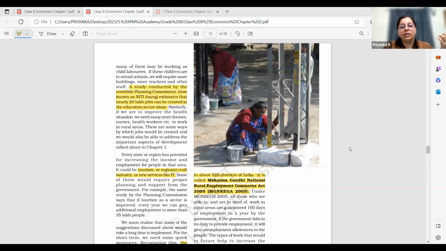So they say that if all the states in the country focus on the education system alone, we can create around 20 lakh jobs, which means there are more teachers employed, which means there are more non-teaching staff employed. So that is one way of creating more jobs.